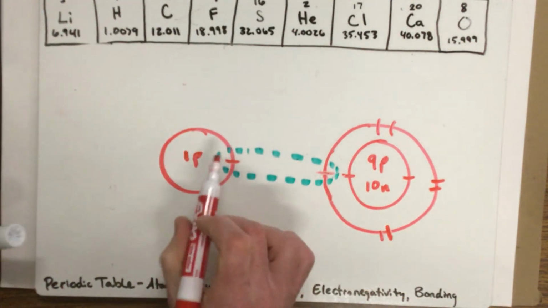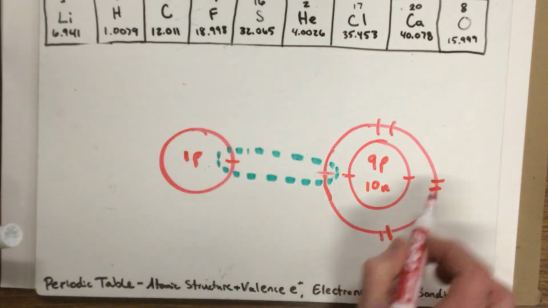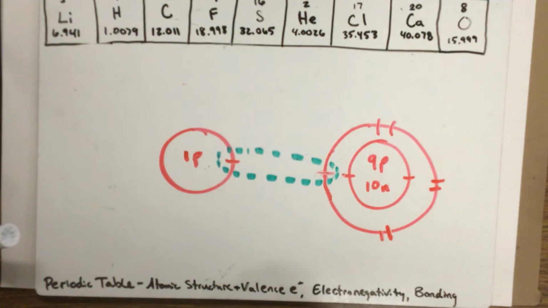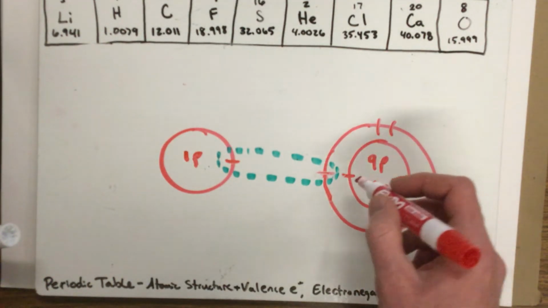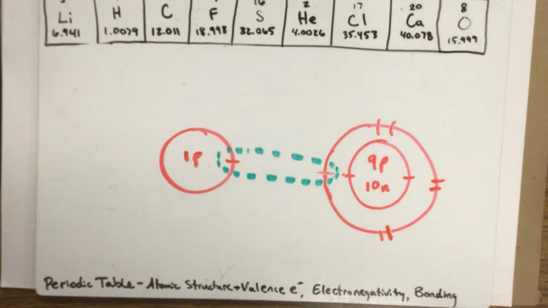And then hydrogen feels like it has 2 in this shell. Remember, this shell only holds 2, so it feels full. And this one holds 8, but it feels full. 1, 2, 3, 4, 5, 6, 7, 8. Here's the cool thing. In this particular case, it doesn't matter. We don't care. They can bond together.